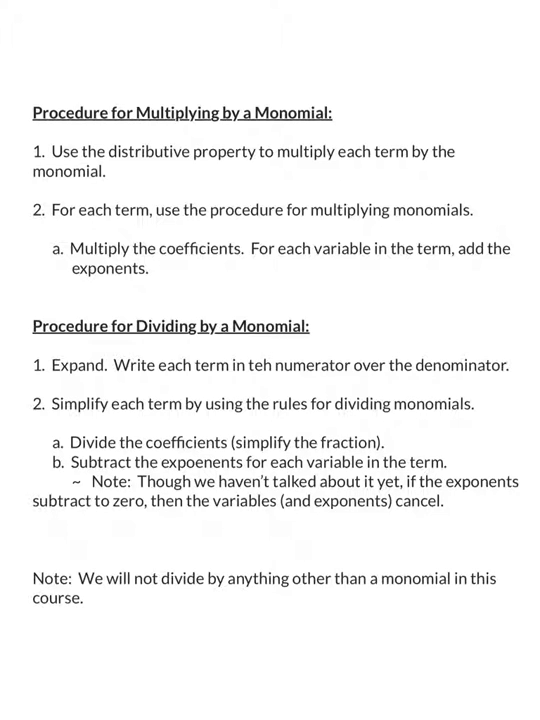Note, though we haven't talked about it yet, if the exponents subtract to 0, then the variables and the exponents cancel out. Remember that anything divided by itself is 1 or cancels. Note, we will not divide by anything other than a monomial in this course.